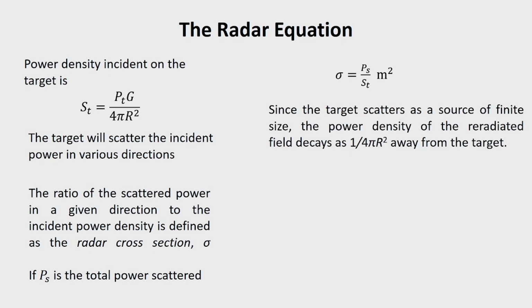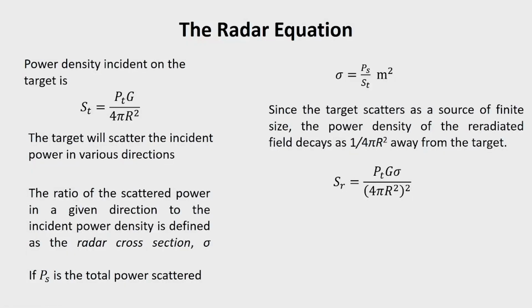sigma is equal to Ps by St, and it has a dimension of meter square. Now, since the target scatters as a source of finite size, the power density of the re-radiated field decays as 1 by 4 pi r square, and therefore, we can write SR, the received power density, as Pt G divided by 4 pi r square, multiplied by sigma, that will give us Ps, and divided by 4 pi r square, that means 4 pi r square squared, that will give us the received power density.